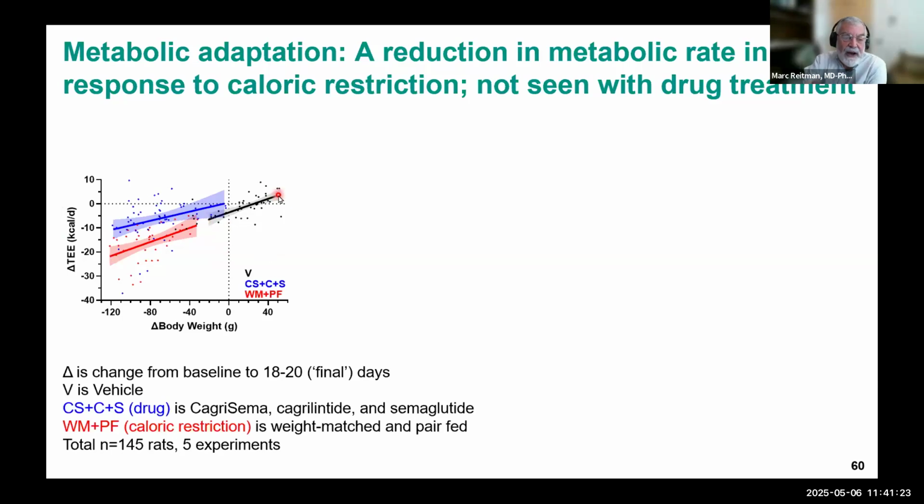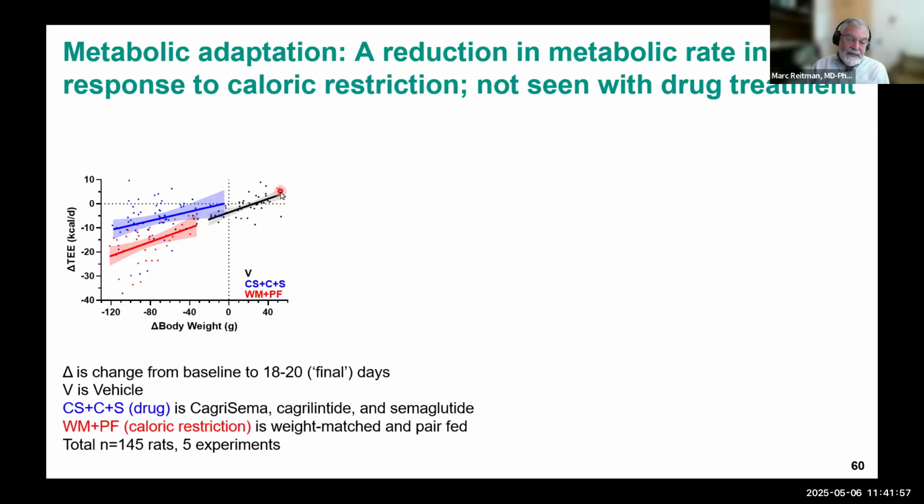This is data from 145 individual rats pooled from 15 experiments where all the vehicle rats were treated with vehicle. We had a drug-treated group with rats treated either with CagriSema, with Cagri alone, or Sema alone, and we had a caloric restriction group where we pooled pair-fed and weight-matched rats. That allowed us to get some range of efficacy and everything.